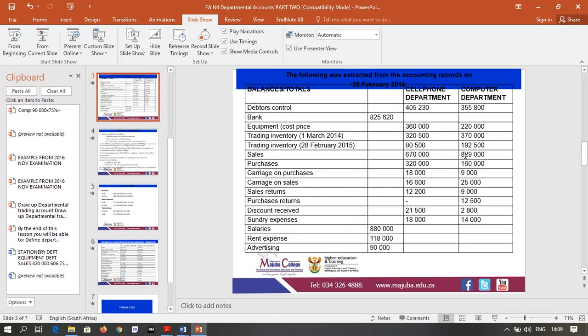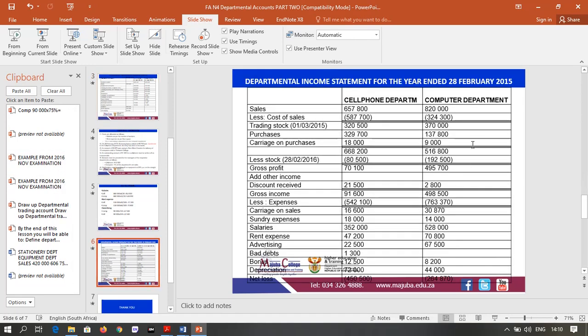Same thing applies for the computer department. You are having 829,000. You check the returns, sales returns is 9,000. You're gonna say 829,000 minus 9,000. That's why we're having 820,000. That is the sales. We are done with the sales.